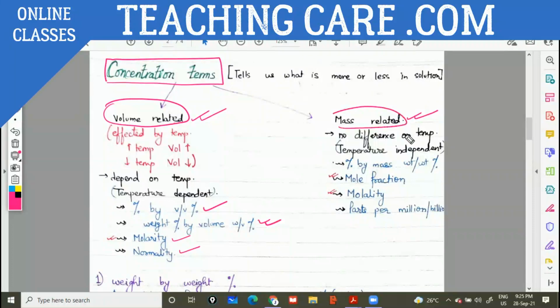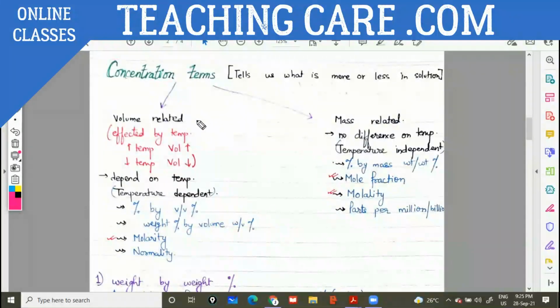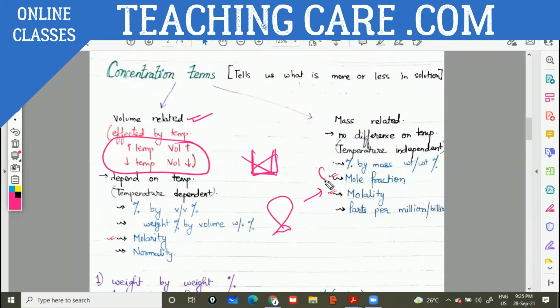When you talk of based on the mass of the substance, then you have weight by weight percent, mole fraction, molality, parts per million. There are also four of them there. Clear? Now, always remember when we talk of volume related, volume is always affected by temperature. You know that when I take a balloon inflated and put it under a sun, what will happen? The balloon will increase in size. It will increase and ultimately it will burst. Why? Because the molecules of the air inside the balloon absorb this heat, and they become very random. They expand. Right?